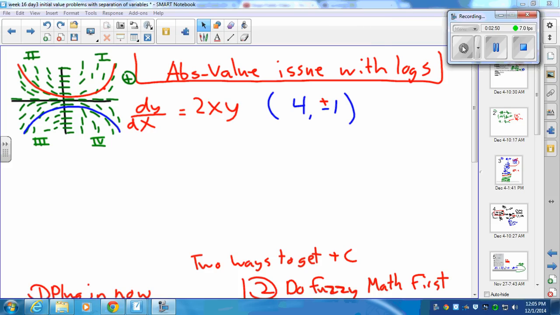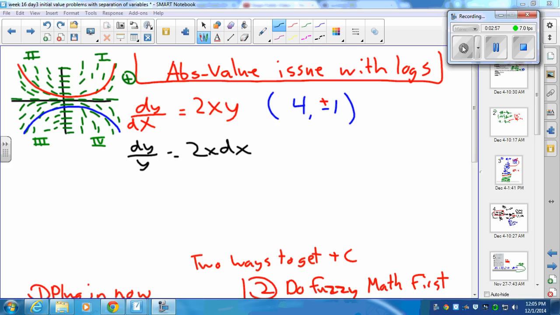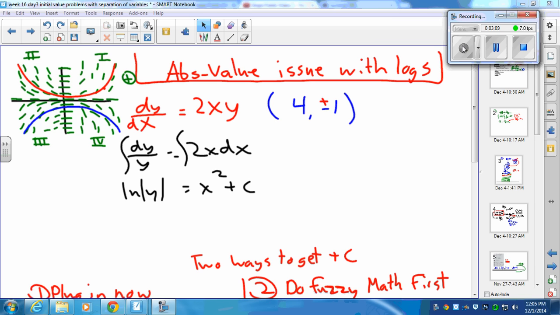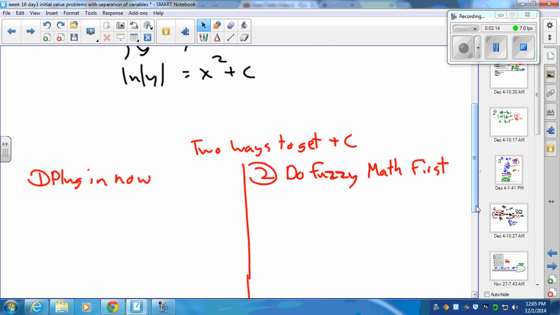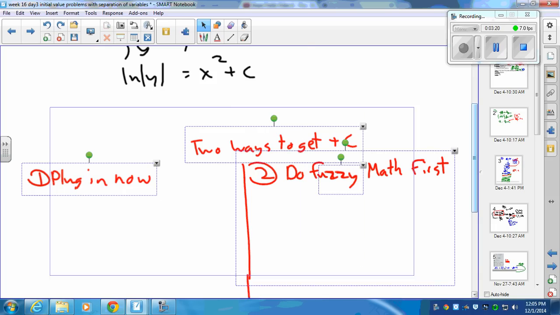So when you want to separate, I'm going to go dy over y equals 2x dx. Now everything's separated, so I can integrate. ln of y equals x squared plus c. Okay, now there are 2 ways to handle the plus c. If I'm trying to solve for that plus c, you can plug in now, or you can do the fuzzy math first.